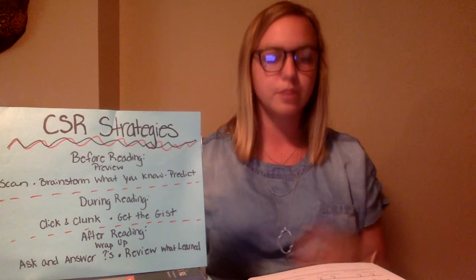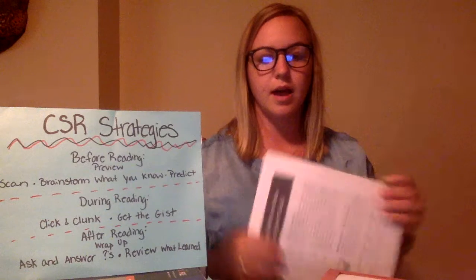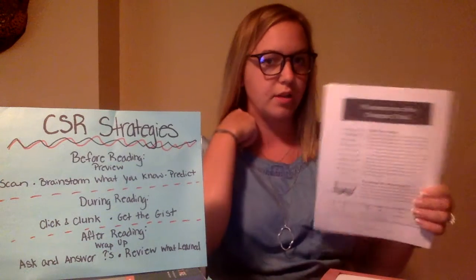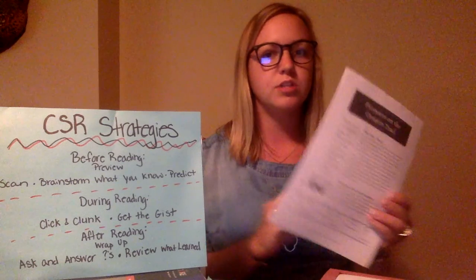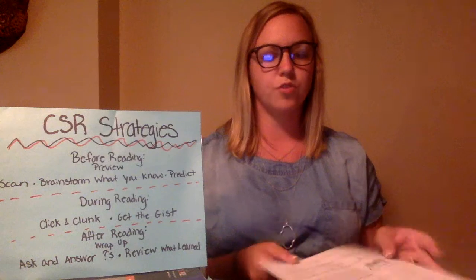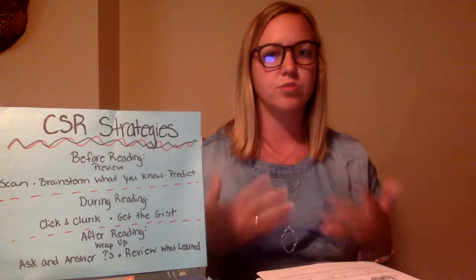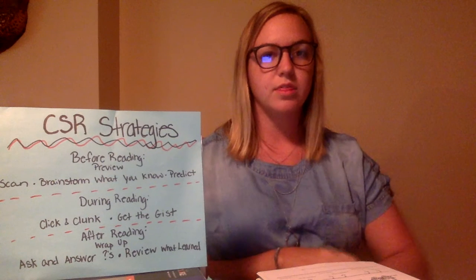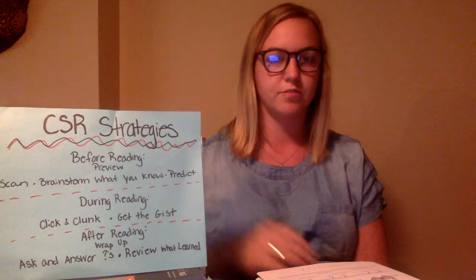So materials for this lesson: each student would need a copy of, I am using the Pioneers on the Oregon Trail. You could use a different passage depending on the grade level. You would want it to be the student's independent reading level. When teaching it for a whole group or a whole class, you could use that grade level text. But when the students are out doing it on their own, you'd want their passage to be at their independent reading level in order to make this an effective strategy for them.